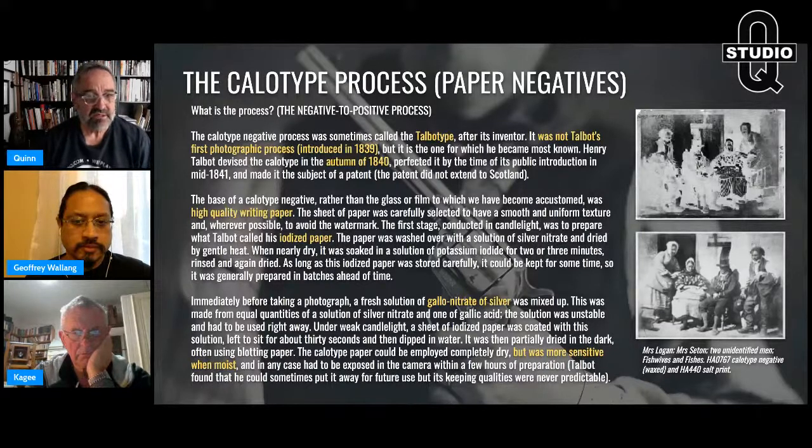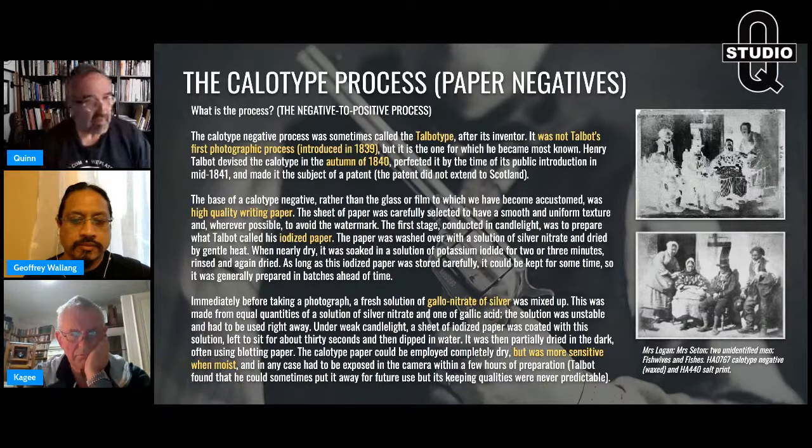The first stage, conducted in candlelight, was to prepare what Talbot called his iodized paper. The paper was washed over with a solution of silver nitrate and dried by gentle heat. When nearly dry, it was soaked in a solution of potassium iodide for 2 or 3 minutes, rinsed again, and dried. As long as this iodized paper was stored carefully, it could be kept for some time. It was generally prepared in batches ahead of time.